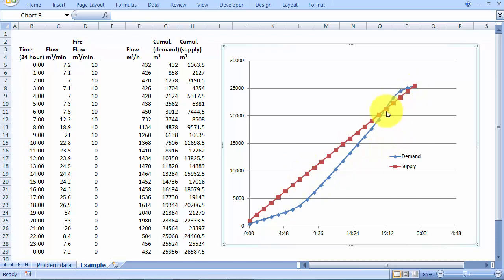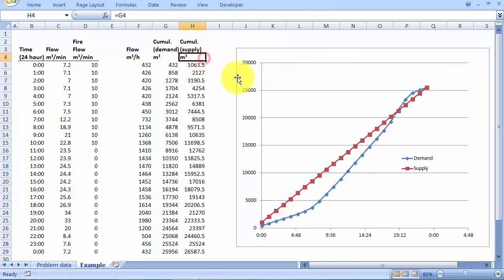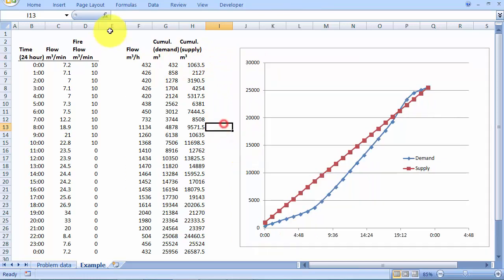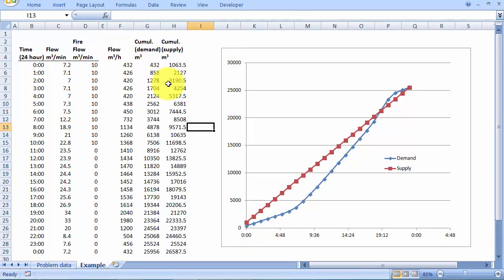So by looking at this graph, we can get an estimate of how much tank volume we're going to need. More accurately, we can add another column in here, and try to make some space. So we can determine the difference, which is again going to be in meters cubed. The difference between supply and demand throughout the day. So we're just going to take a direct difference between these two.